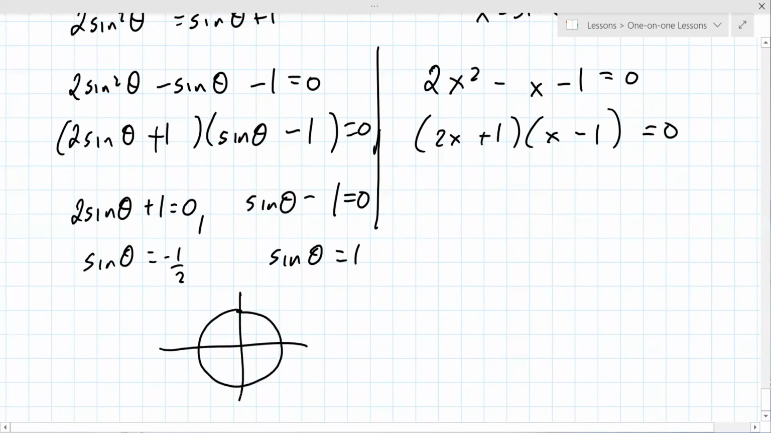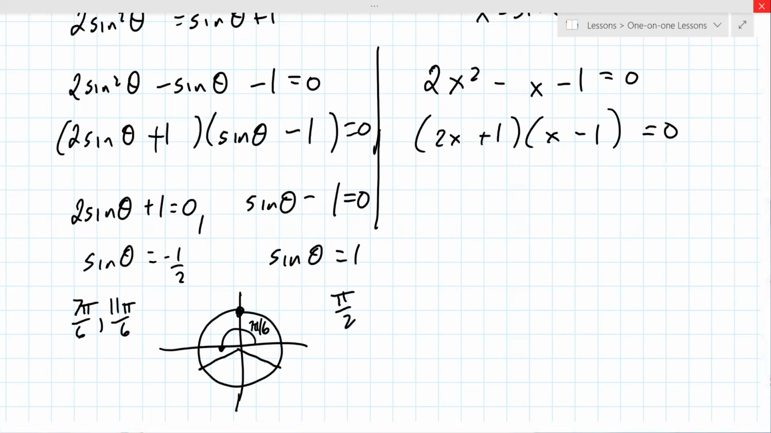So the first one is the y value minus 1/2. So that's here and here. That's 7 pi over 6 and then 11 pi over 6. And then where does sine theta equal 1? Well, that's only up here at pi over 2. So this one only has 3 answers, and that's a difference, because usually you're used to thinking maybe it's got to always have an even number of answers, and nope, it doesn't.